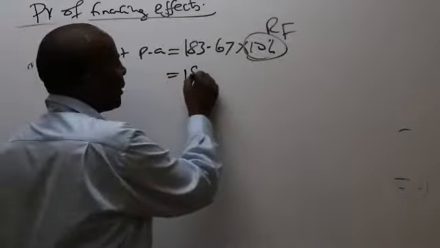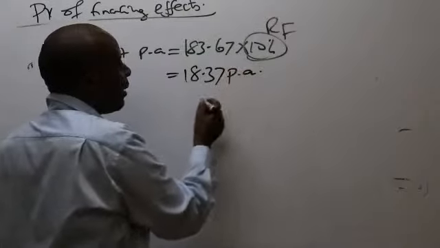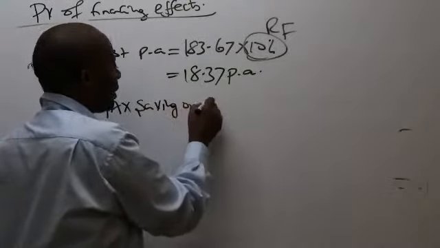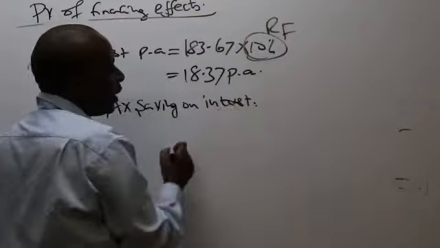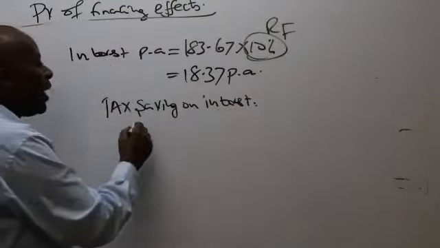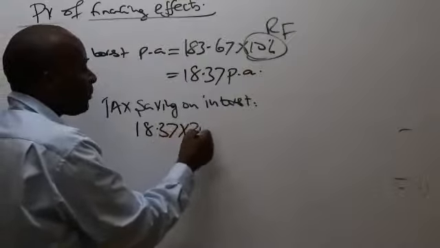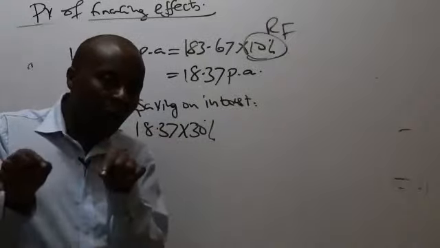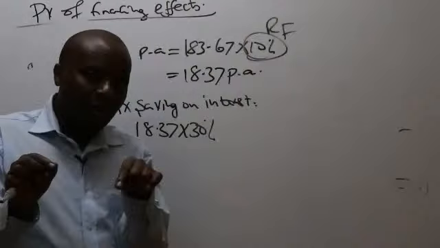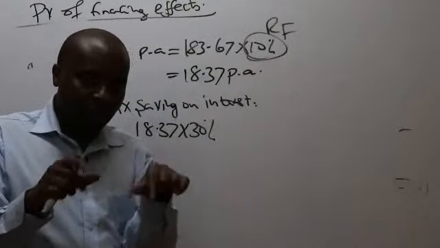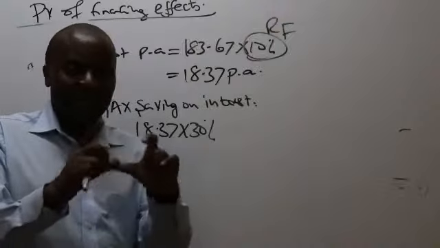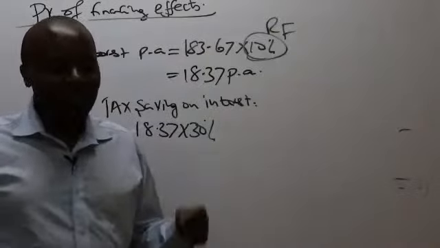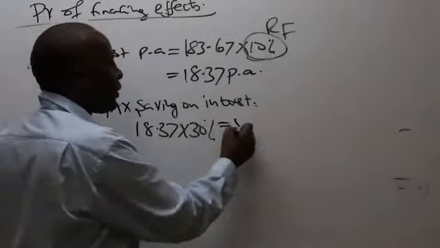18.37. So this becomes 18.37 per annum. So what is the tax savings on interest? Tax saving on interest, ladies and gentlemen, will be 18.37 times 30%. Remember, the entire interest will be tax allowable, right? So I pass it through tax. If it's tax allowable, then I'll be saving 30%. It's like an income. It's like I'm earning. So what is 30% of this? I'm being told this is 5.51.